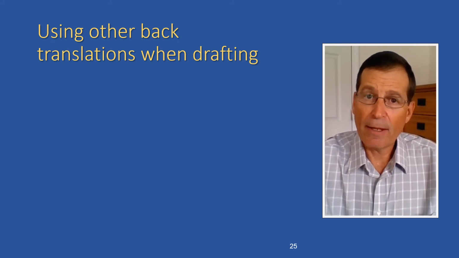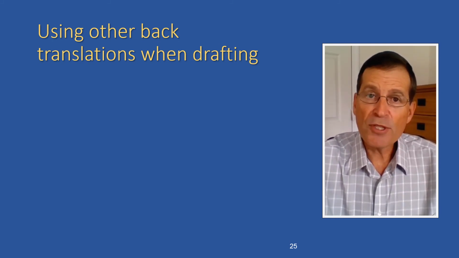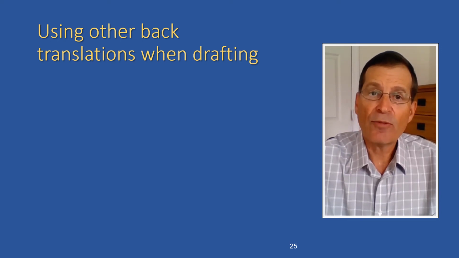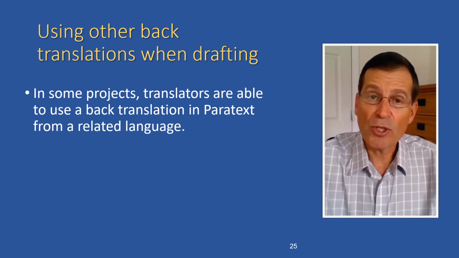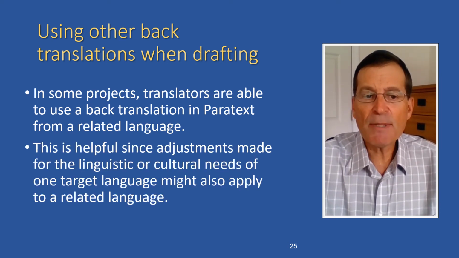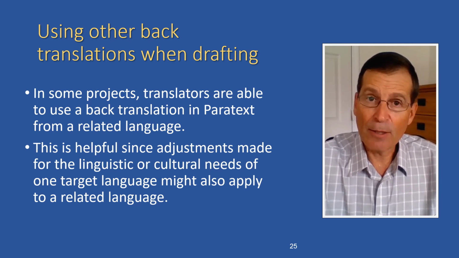I mentioned earlier that after making the first draft, the person making it can then compare his first draft against other versions to make sure he's not left anything out or added anything or changed the meaning. He could also compare that first draft against other back translations. In some projects, translators are able to use a back translation from a related language. And that's helpful since adjustments made for the linguistic or cultural needs of one target language might also apply to a related language. So they can be very helpful to look at.